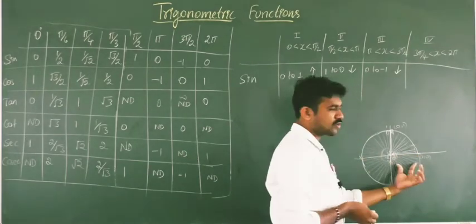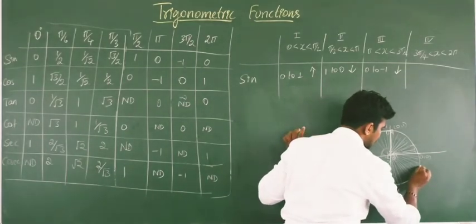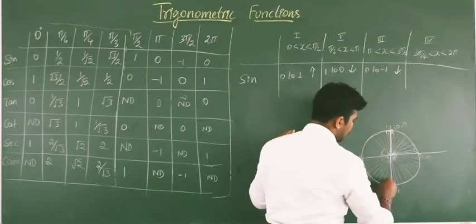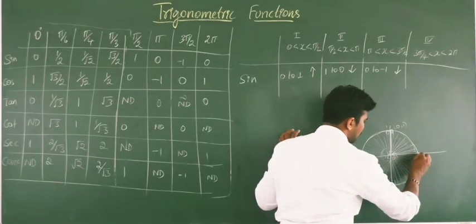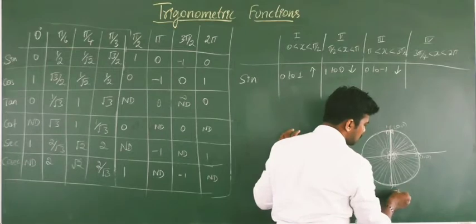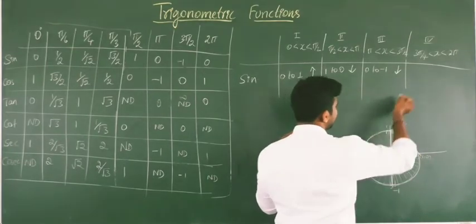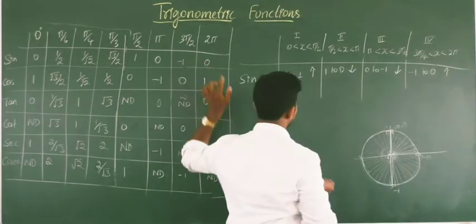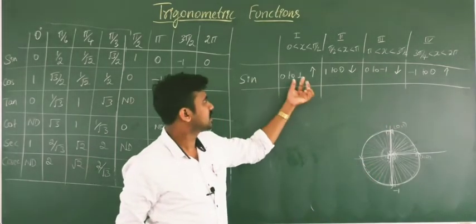In this quadrant, you can observe the graph of the function came back. According to quadrant, this is the graph of the first quadrant, second quadrant, third quadrant, and fourth quadrant. In the fourth quadrant, the sine function came back from minus 1 to 0, which means it is increased. This is the graph we get for the sine function.